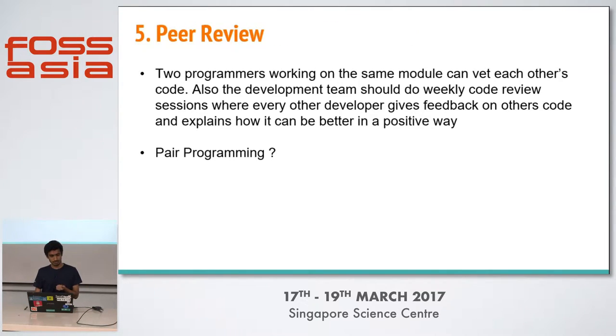And peer review, like if you're writing code, and your friend or any programmer comes and looks into your code and gives a suggestion, it would be really good. And pair programming is another approach where two people come together and one of them codes and one of them reviews. It's actually a good way where one can vet the other's code.